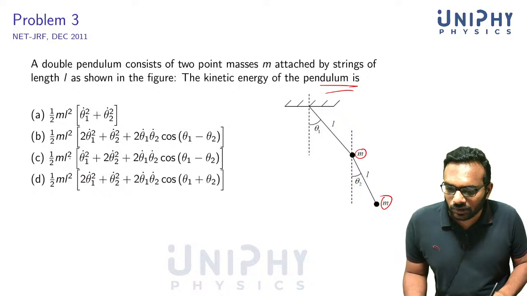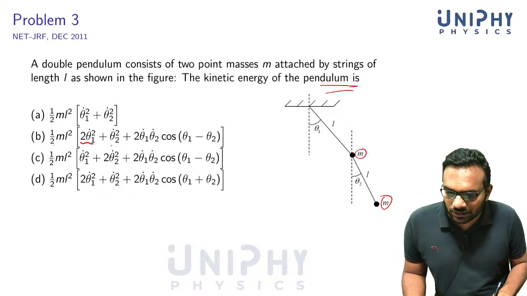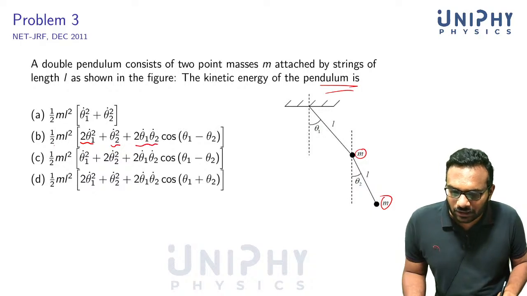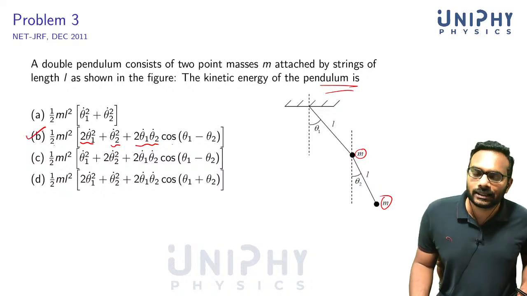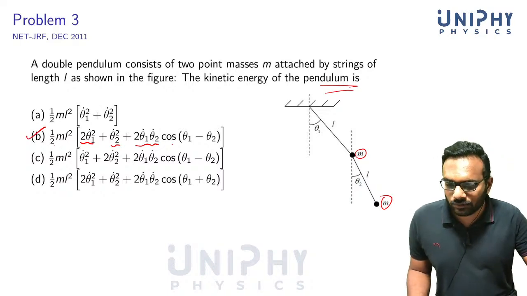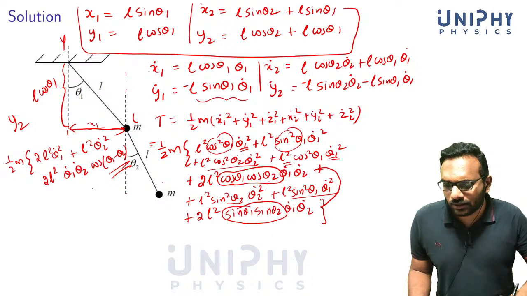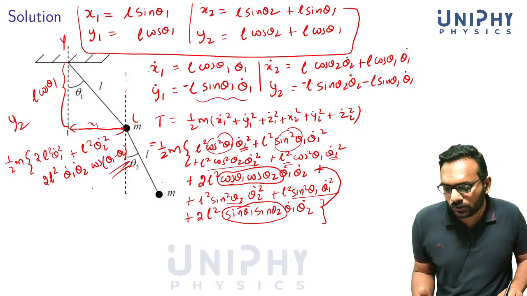This L square is pulled out here. So it's half ml square 2 theta 1 dot square plus theta 2 dot square plus 2 theta 1 dot theta 2 dot cos theta 1 minus theta 2. So option B is the correct answer. Okay, that's what we obtained. So this is not very difficult, once you know what to do.